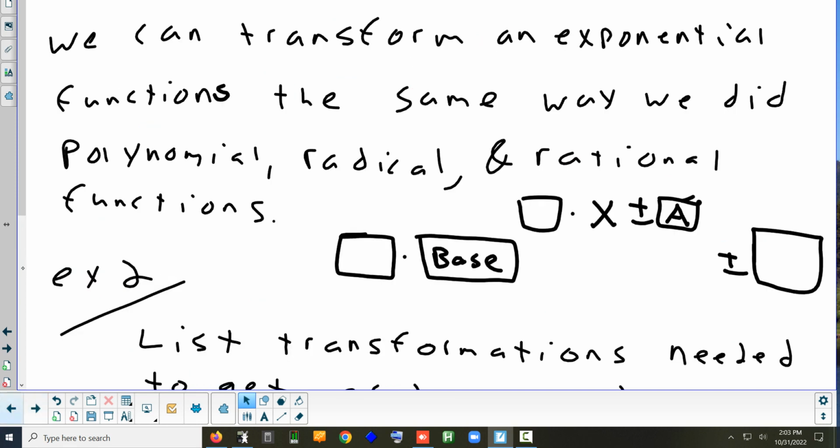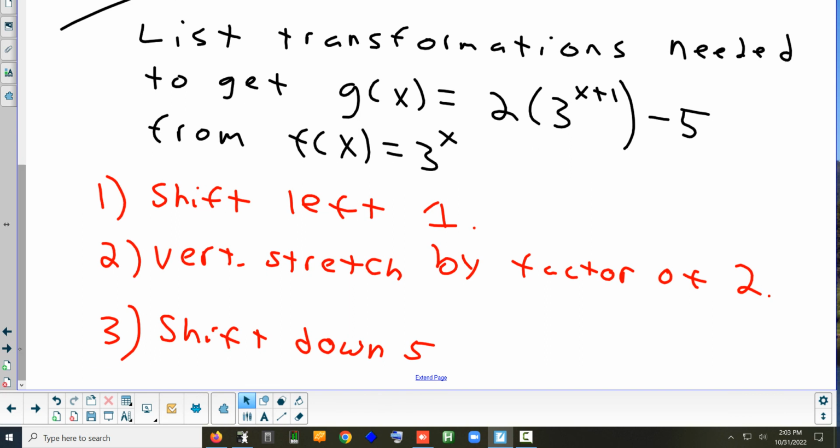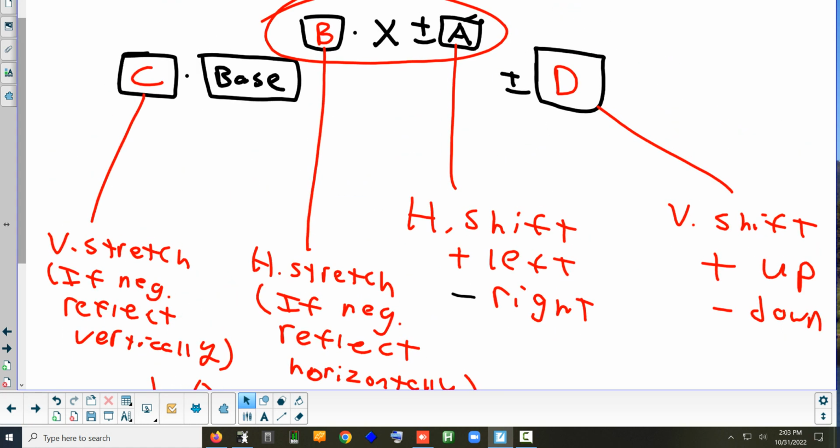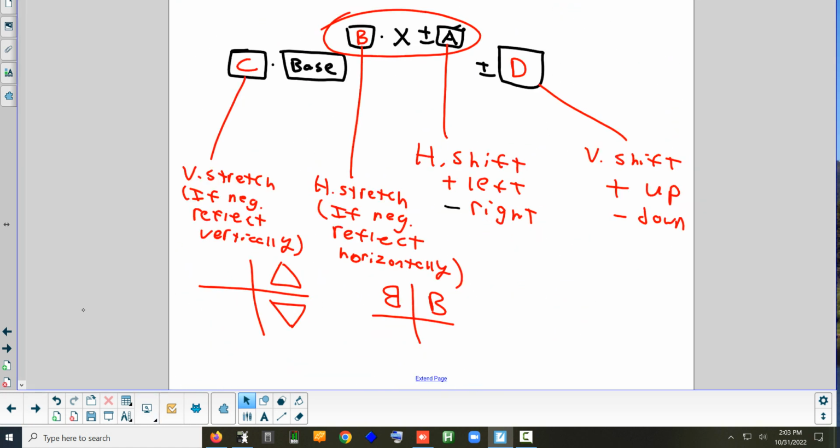Okay, so were there any reflections in this one? Ted? No, there were no reflections in this one. Not every problem is going to have a reflection. Okay, does anybody need to copy that chart still? That's kind of important.